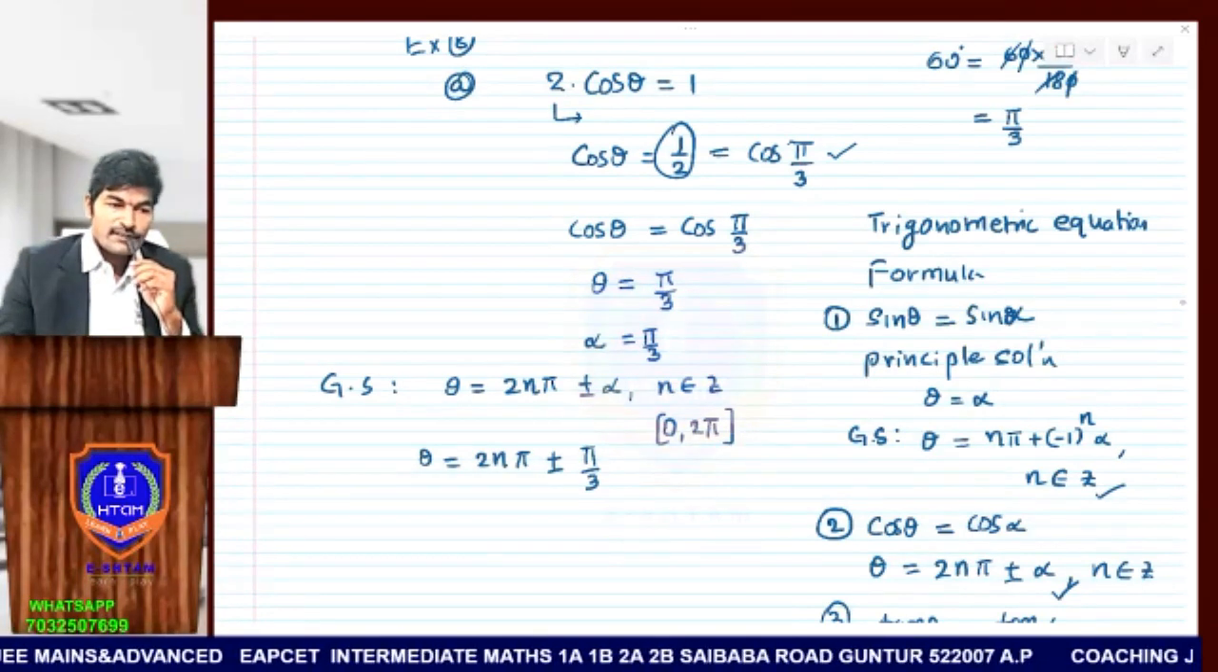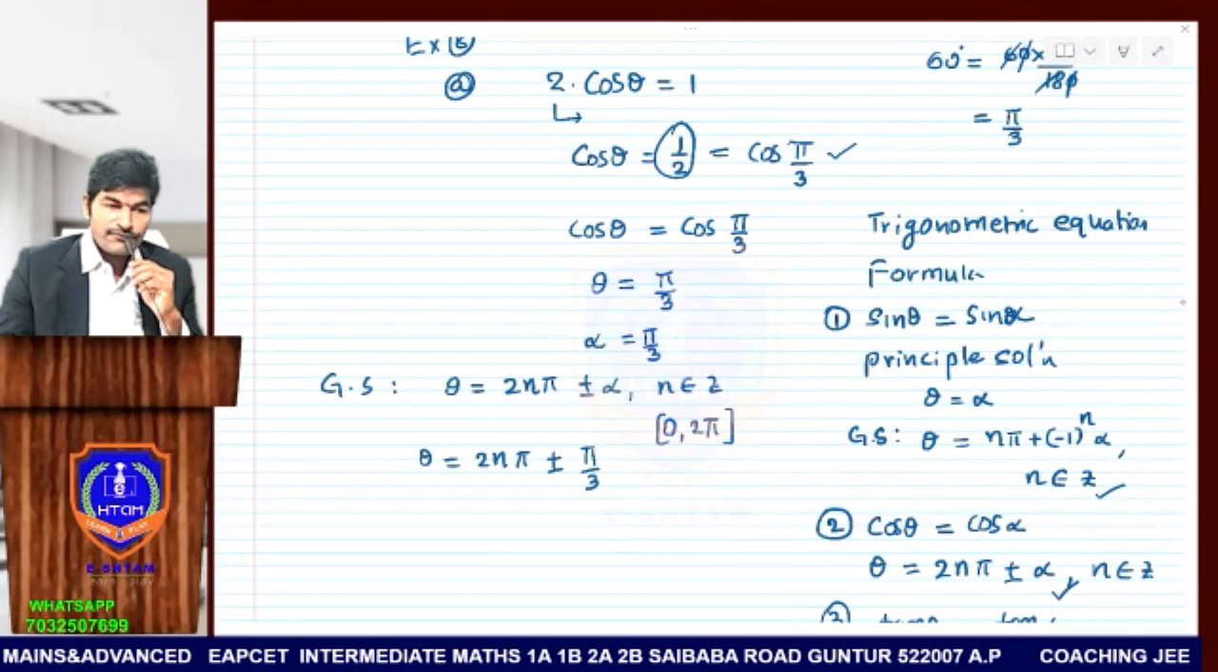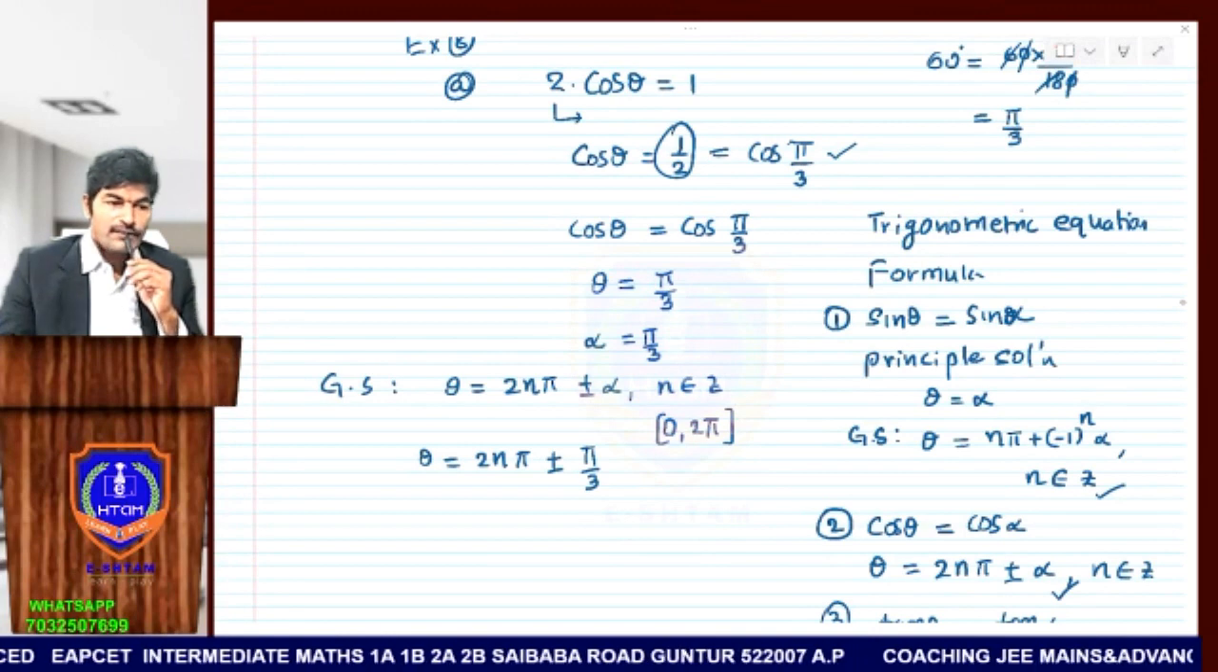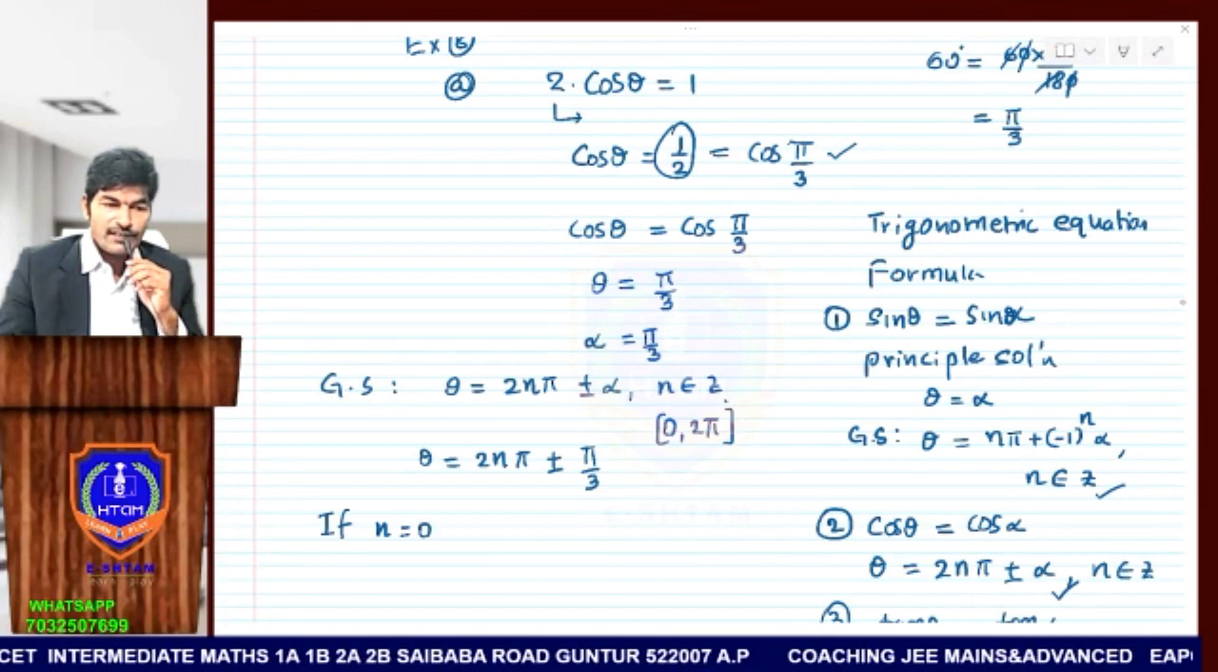Tell me one thing, is that negative? If n equal to 0, you have to start the solutions from n equal to 0. Okay, don't worry. Every solution you have to start from n equal to 0. Okay, so if n equal to 0, because n belongs to the set of integers, start from n equal to 0.